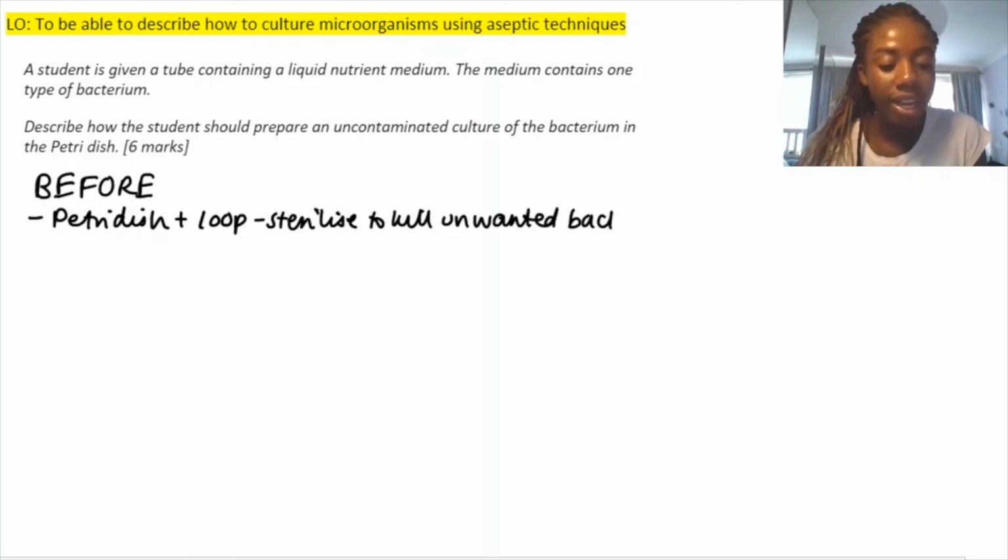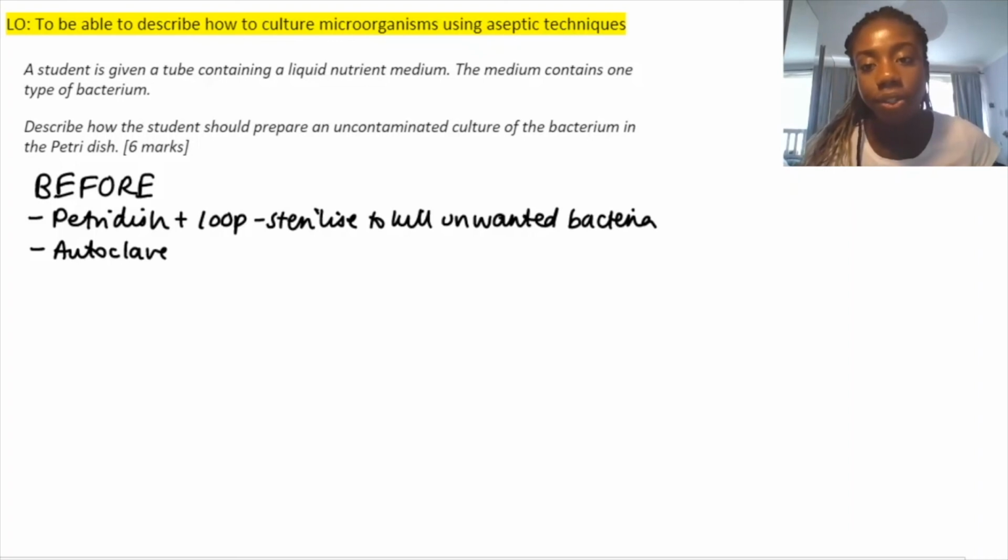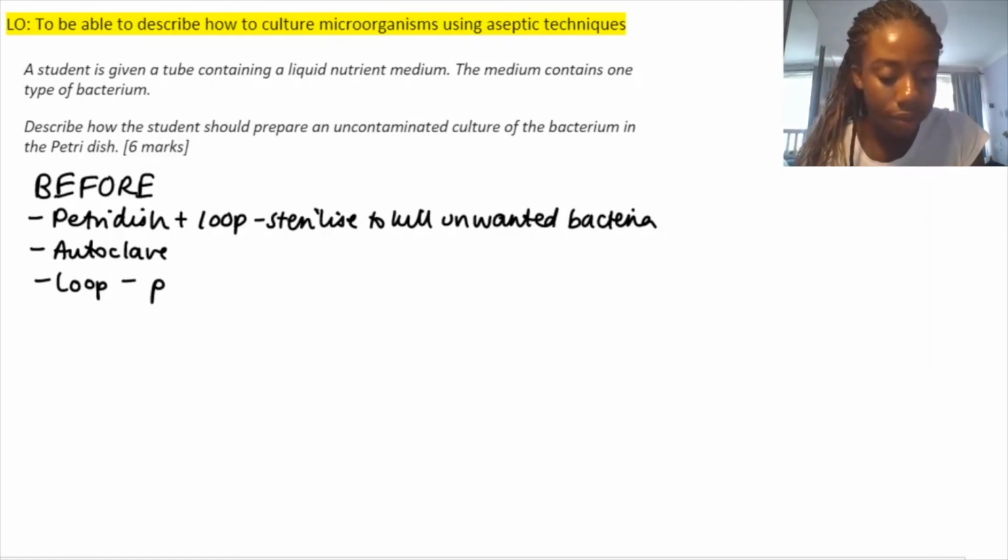So a really major way is using an autoclave, which essentially heats our materials to a really high temperature, which kills all the possible bacteria. And in terms of the loop, we can pass it through a flame to sterilise it also. So pass through flame.